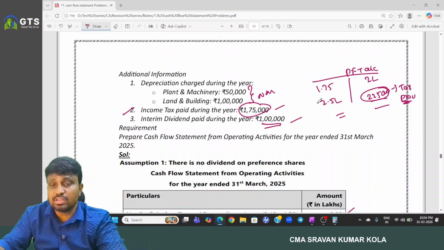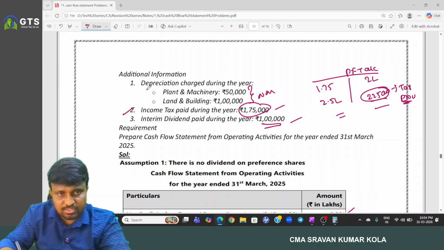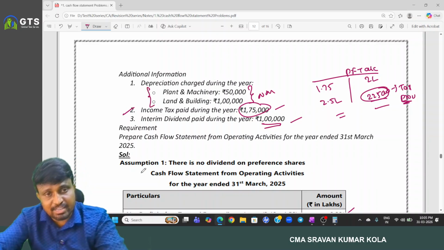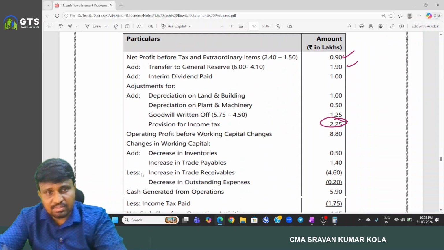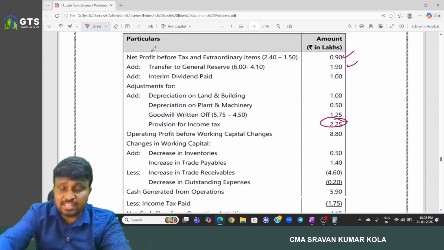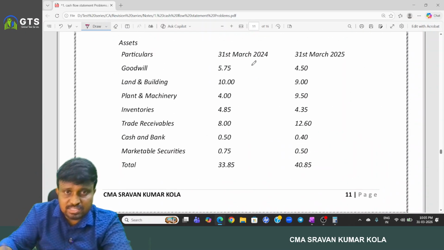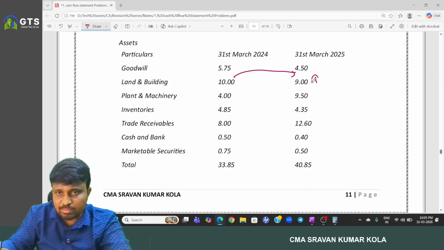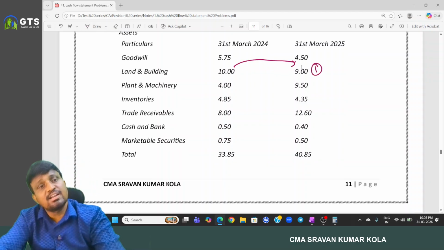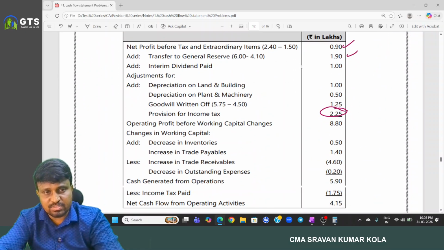1 lakh. Okay. And the remaining non-cash expenses, depreciation, we have to add it back. So then depreciation. And there is an intangible asset. If you observe the intangible asset, there is a decrease. How much amount? 1 lakh. And it is treated as write-off of goodwill, which is a non-cash expense.